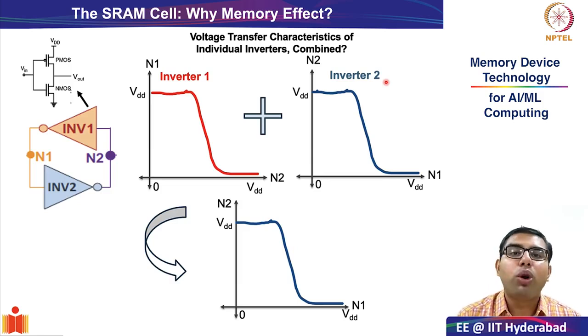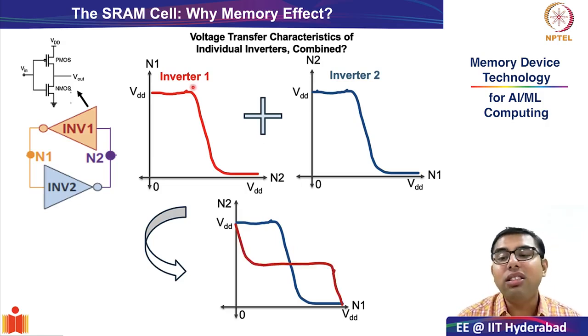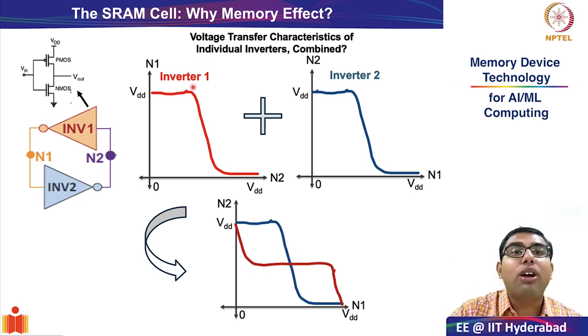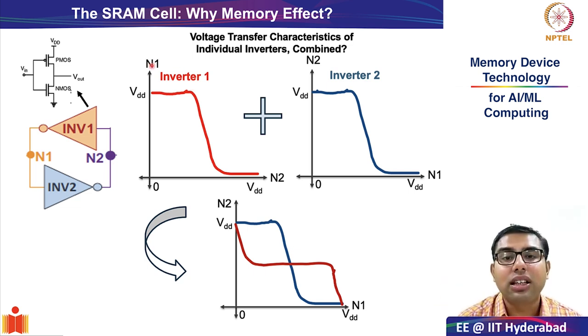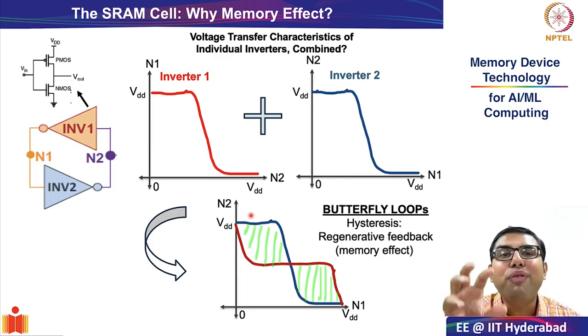For this, the red curve will not be completely overlapped. This is because the axes have flipped. The input and output axes have been flipped, so that has to be reflected. If you want to plot both the characteristics of inverter 1 and inverter 2 in the same graph, you will have to flip the axes of inverter 1, and this is what I have done. So I have flipped and rotated and placed the characteristics of inverter 1. And this is where we see this very beautiful looking butterfly characteristics.